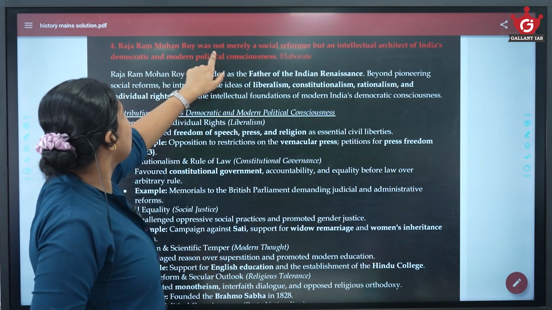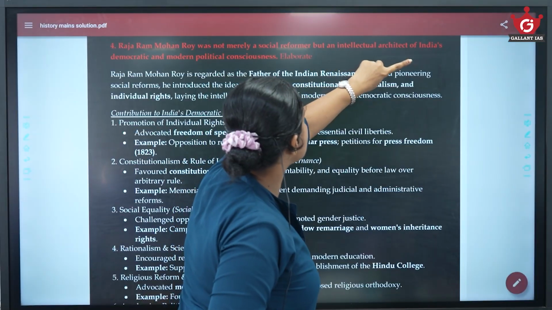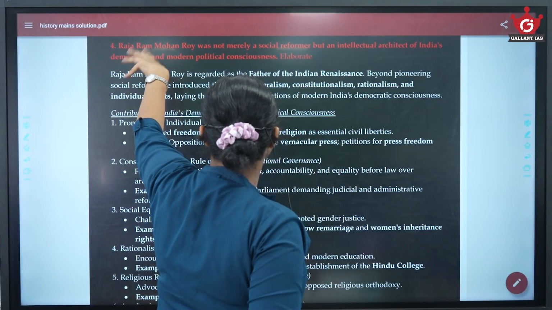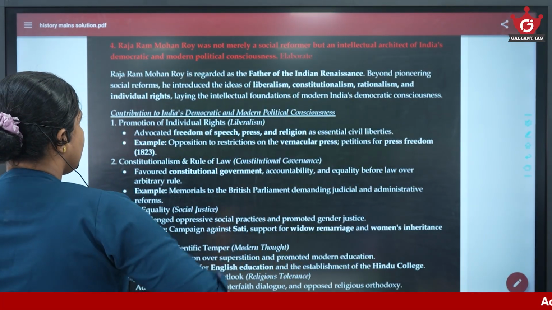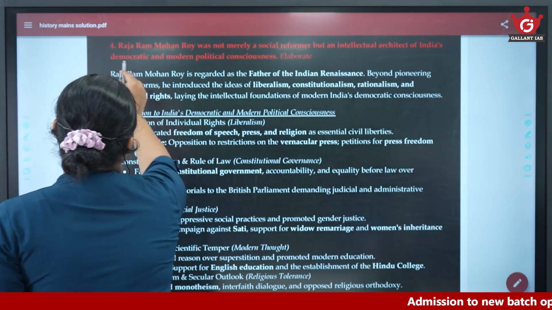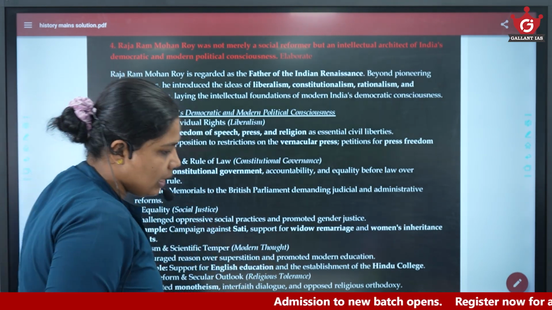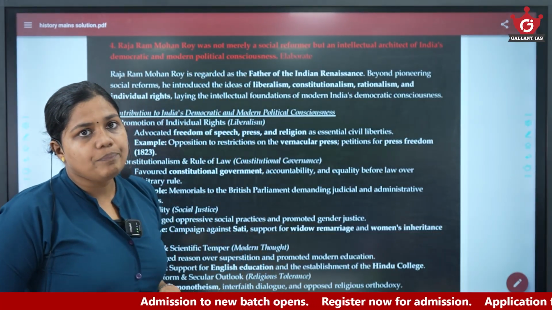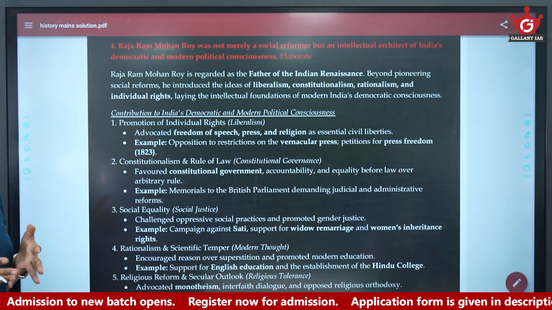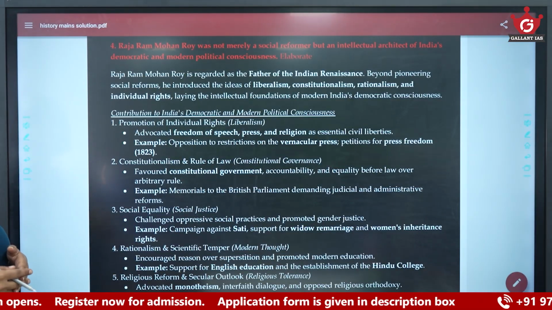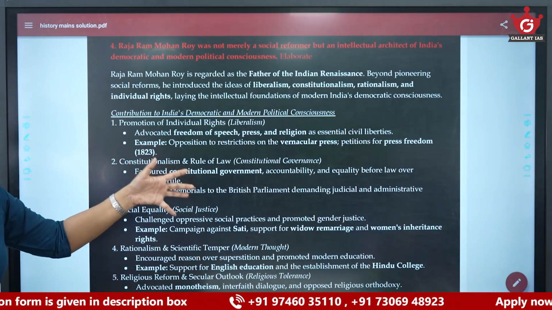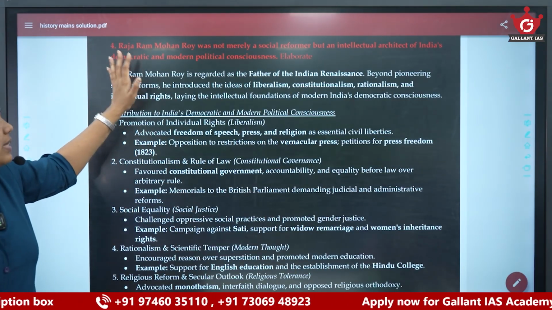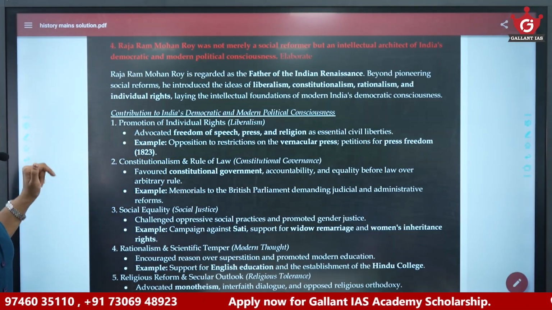Raja Ram Mohan Roy was not merely a social reformer but an intellectual architect of India's democratic and modern political consciousness. Elaborate. Okay, you can give a good introduction. See, for topics like Raja Ram Mohan Roy, Sardar Vallabhbhai Patel, or Jyotiba Phule, try to prepare some ready-made introductions for yourself, so that when these questions are asked, you can give a quality, keyword-enriched introduction and fetch good marks in the introduction part.